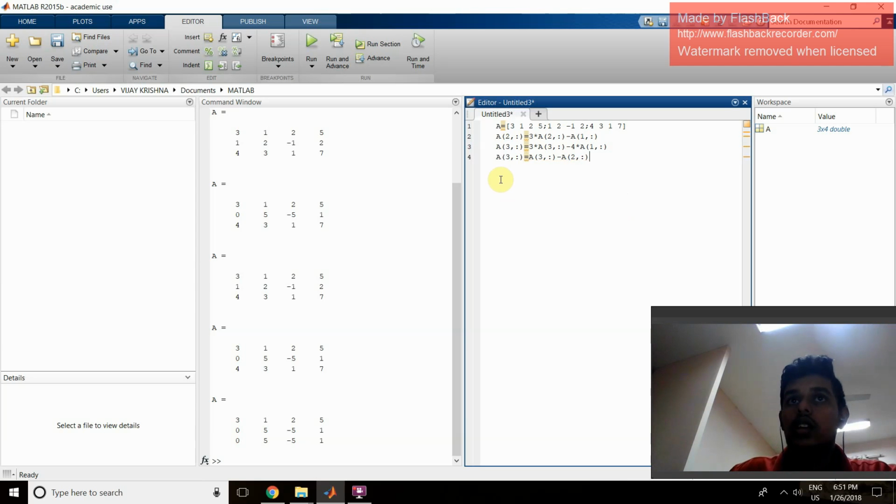Again I repeat, A(3,:) represents the third row of the matrix A. Now A(2,:) represents the second row of the matrix A. This statement represents the third row is equal to the third row minus the second row. Now we have successfully got the row reduced form of the matrix A.